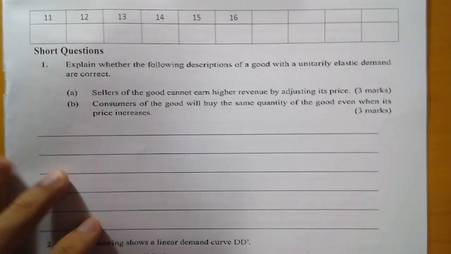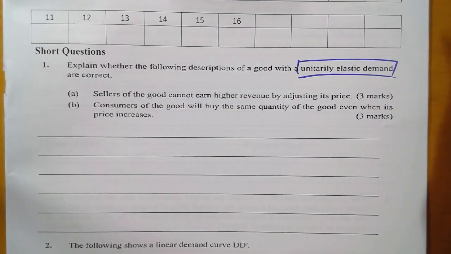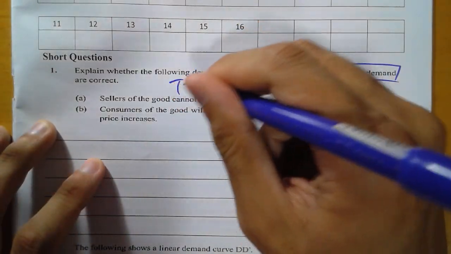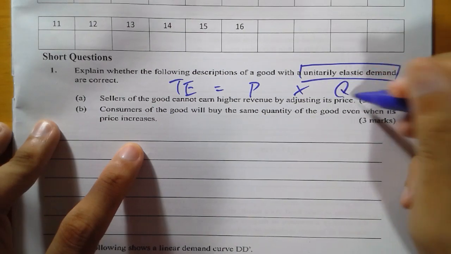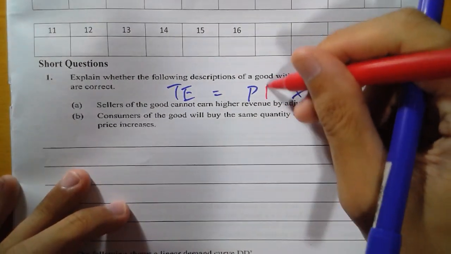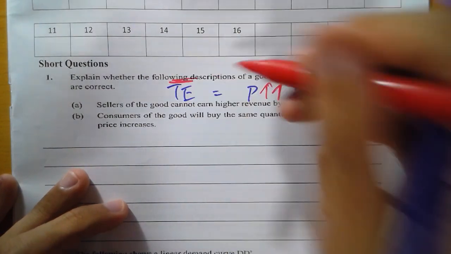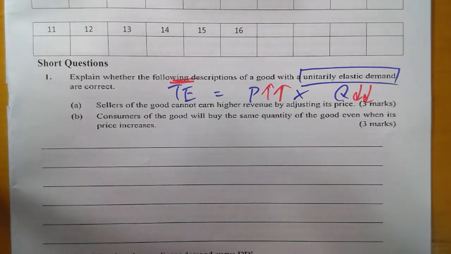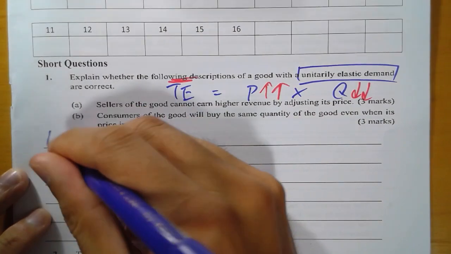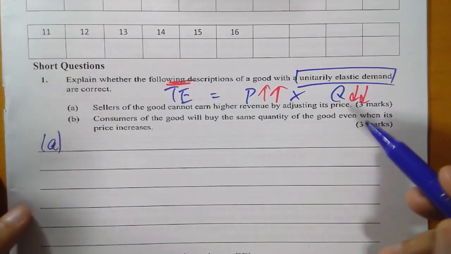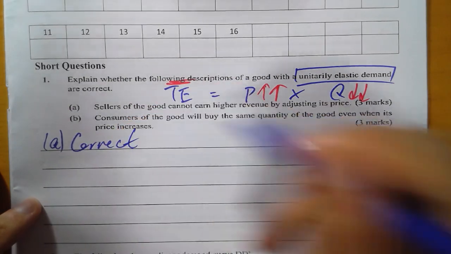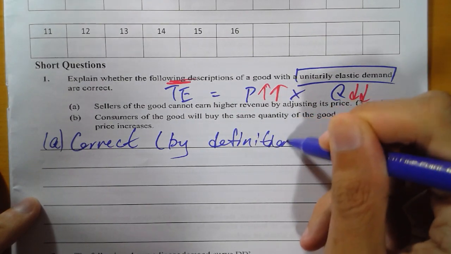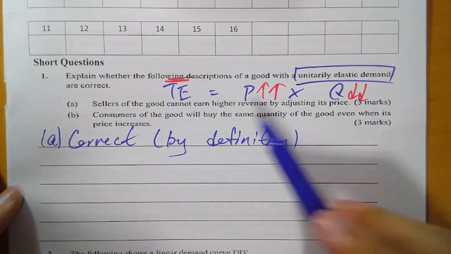Alright, for the first short question, we are concerned with unitarily elastic demand. Remember, when we talk about unitarily elastic demand, we are talking about this guy. P and Q should move at the same speed. So TE would be unchanged no matter what you do. You raise the price, you lower the price, it would remain unchanged. So 1A, you already see this is a correct statement, by definition.